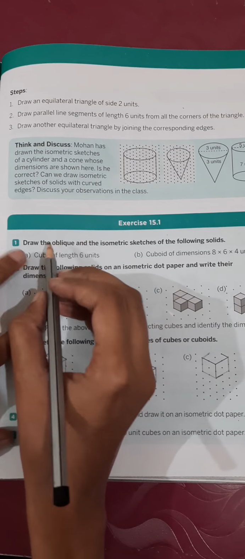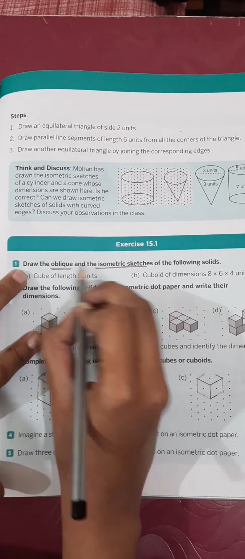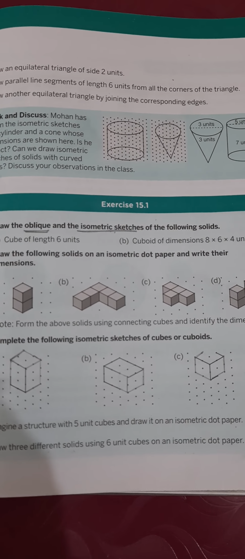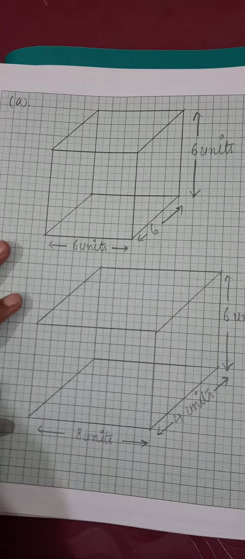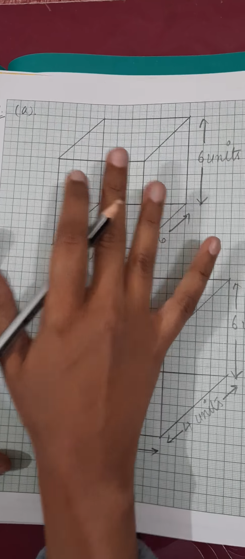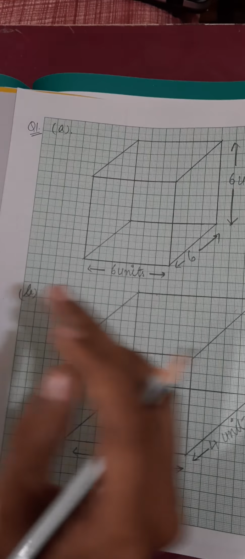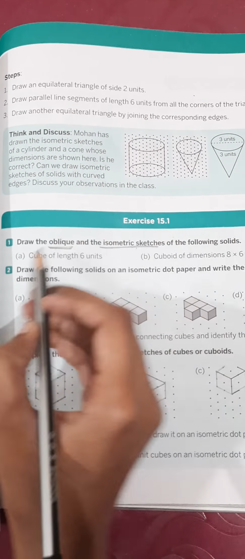The first question is, draw the oblique and the isometric sketch. Now there are two types of sketches which you have to draw. For the oblique sketch you will be working on the graph paper. This is the graph paper. Oblique sketches you will be drawing on the graph paper, and isometric sketches you will be doing on the isometric sheet. The first question is, draw the oblique and isometric sketches of the following solids.